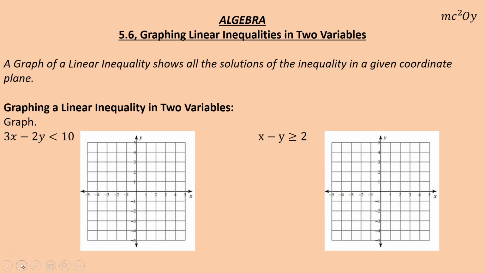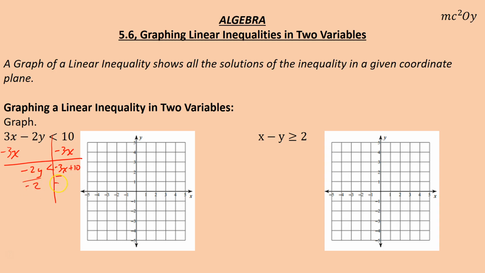Notice these are not in slope-intercept form when we're graphing them. So the first thing to do is to get them in slope-intercept form. I do know it's a dashed line, though. I don't know the slope yet, so I can't tell you which way it's going. But I'm going to figure that out by getting y by itself. I'm going to subtract 3x on both sides. Okay, so I get negative 2y is less than negative 3x plus 10. I'm going to divide by negative 2.